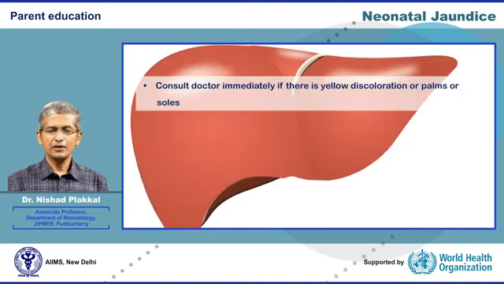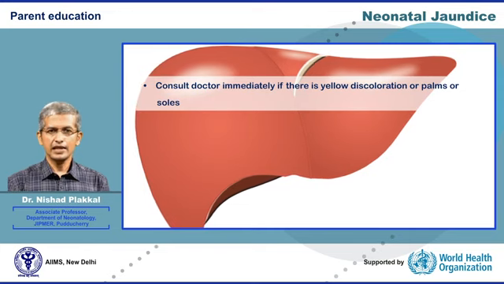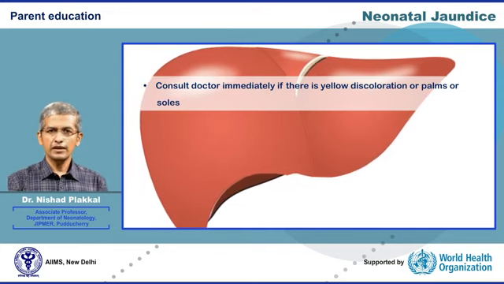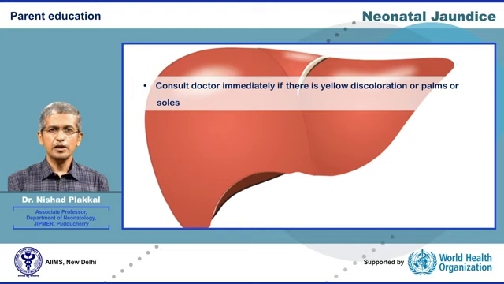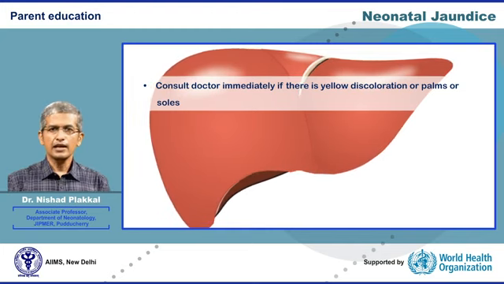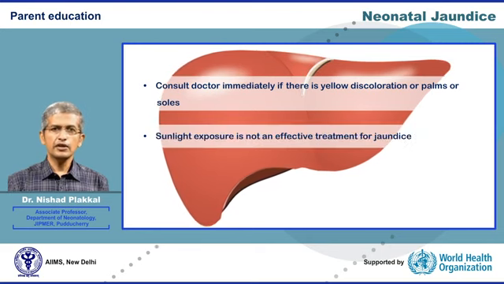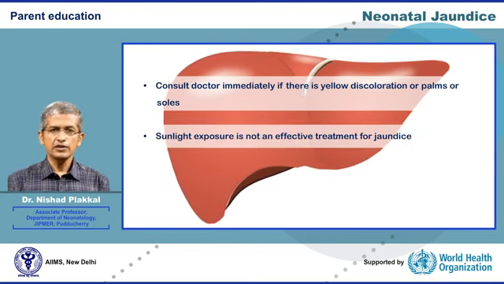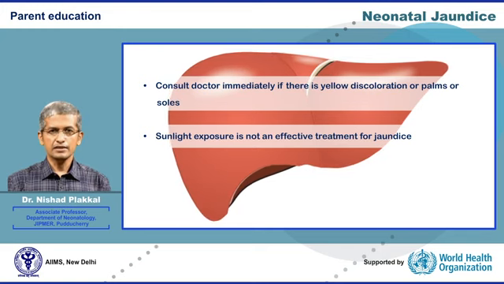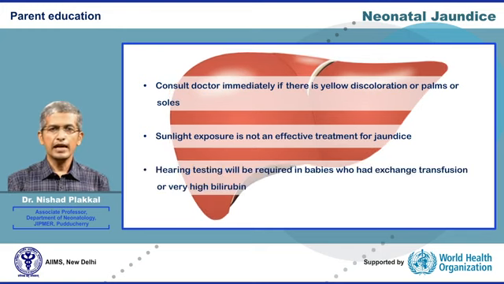It is important to counsel parents and answer their questions at the time of discharge. Parents should be aware that yellowish discoloration of the palms and soles of the baby is a serious sign, and they should visit a local doctor immediately. Exposing the baby to sunlight is not effective treatment of neonatal jaundice, so we should tell the parents about this. If the baby's bilirubin level had been more than 20 milligrams per deciliter, or if an exchange transfusion had been done, then that baby is at risk of hearing impairment or deafness, and hearing testing has to be done in follow-up. Thank you.